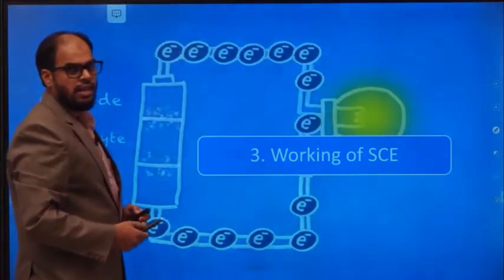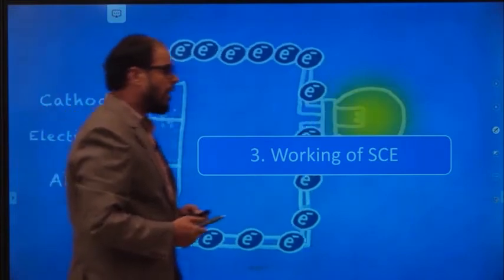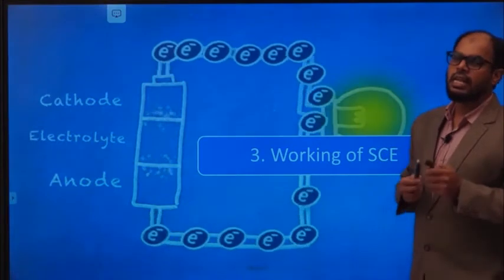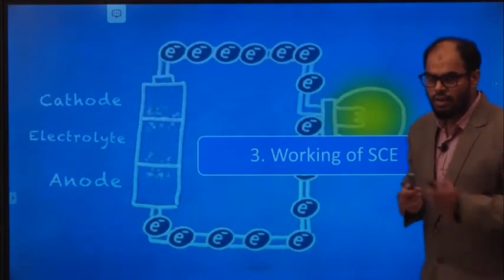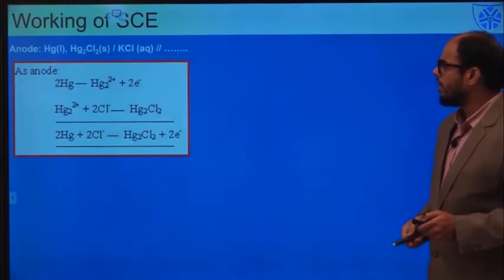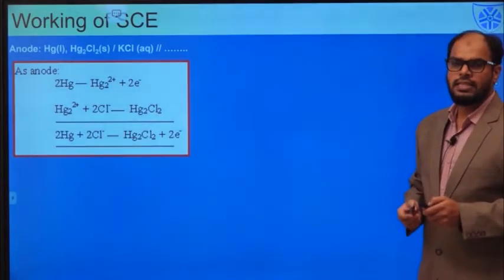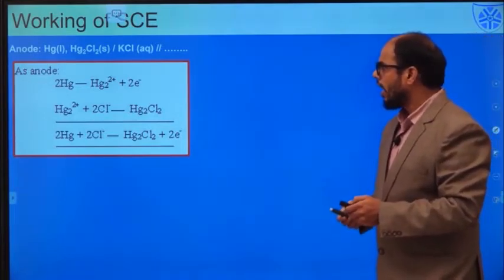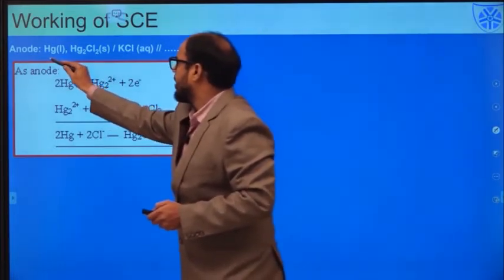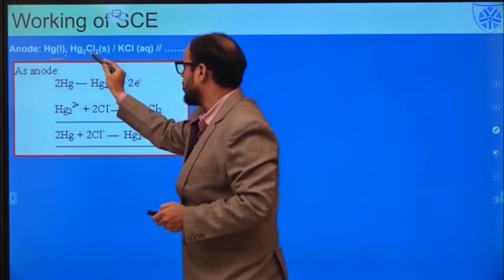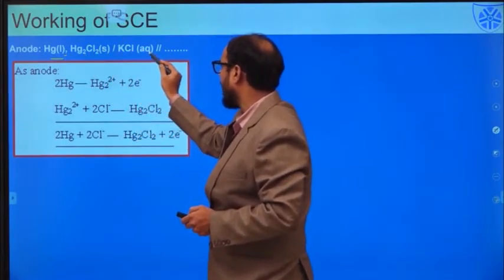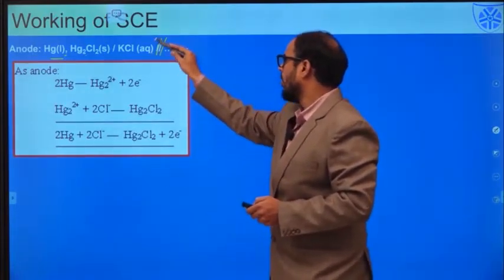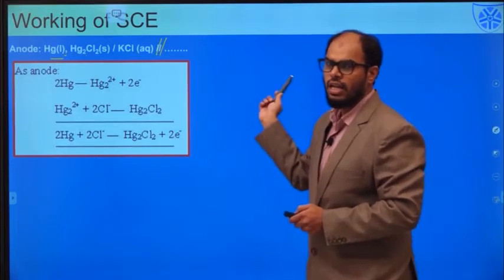Let us try to understand the working principle of the saturated calomel electrode, and see how this SCE can act as an anode or as a cathode when required. Suppose the SCE is used as an anode. When it is used as an anode, I can write Hg(l), comma, Hg2Cl2(s), followed by KCl(aq), with a double line indicating the salt bridge. So we can have the other half cell on the right hand side.